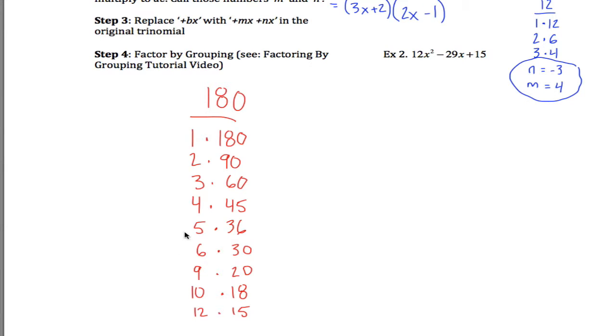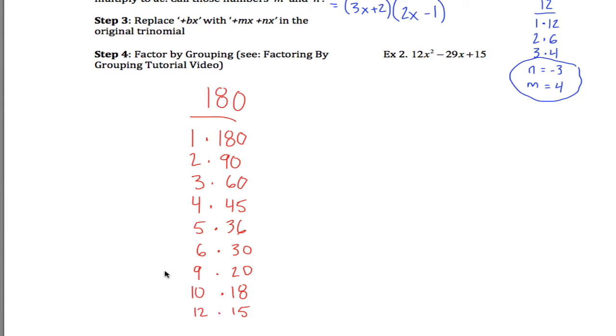But if you had this list, then you're like, all right, I want to multiply it to positive 180 and add to negative 29. A negative times a negative is a positive, so if both of these are negative, I'll get positive 180. And the way I can get them to add to negative 29, let's see, are there any in here that'll work?